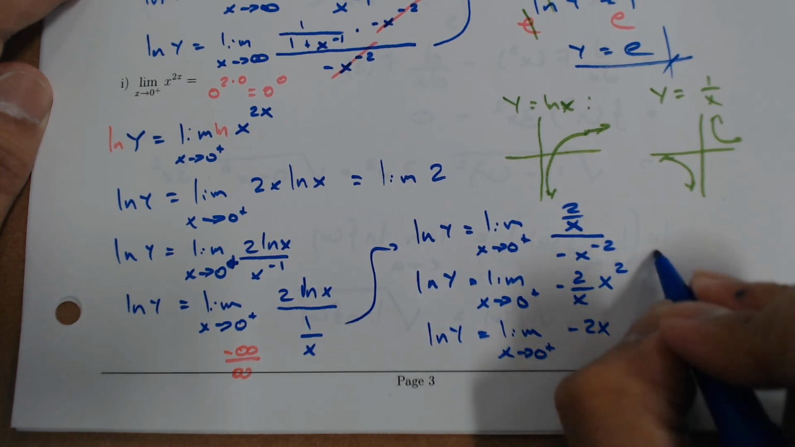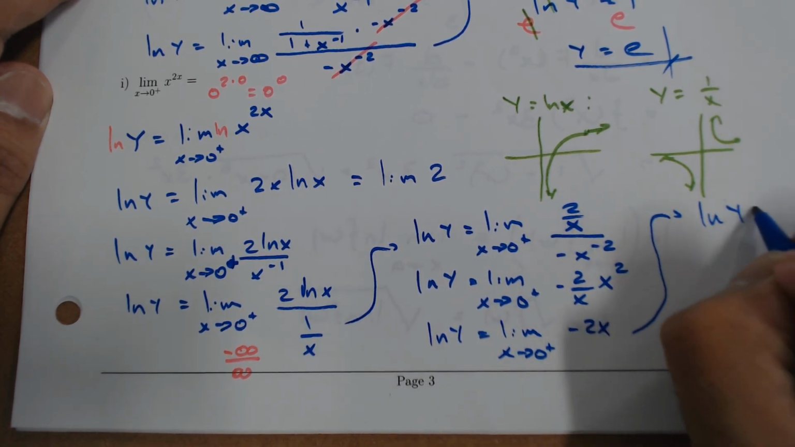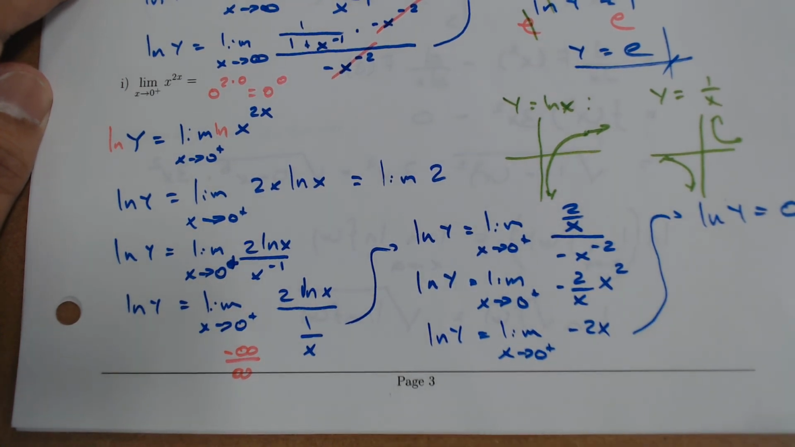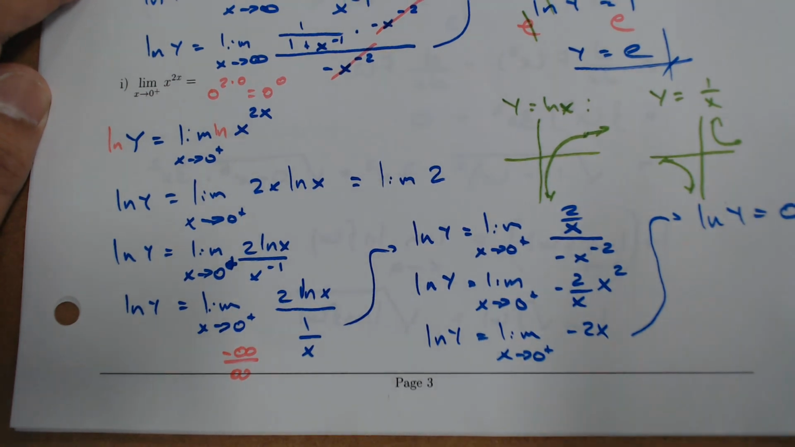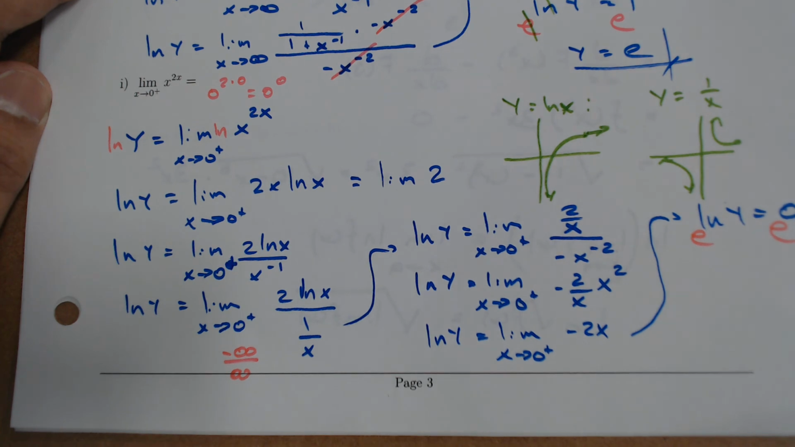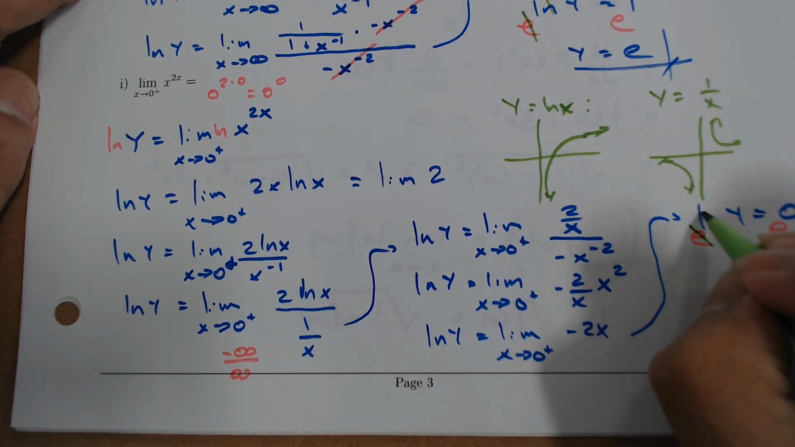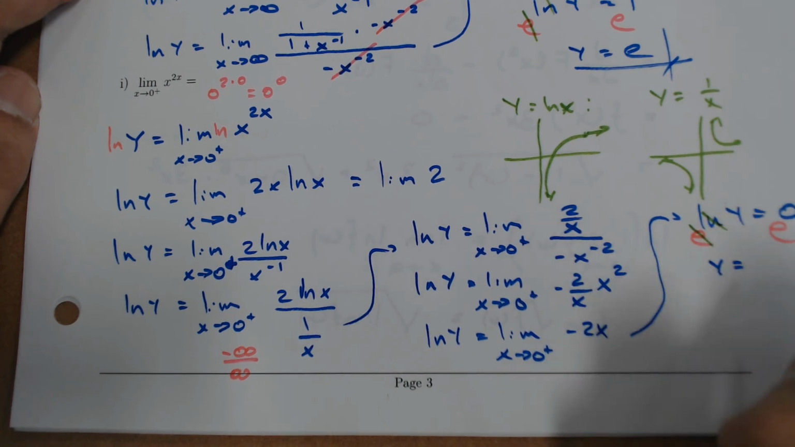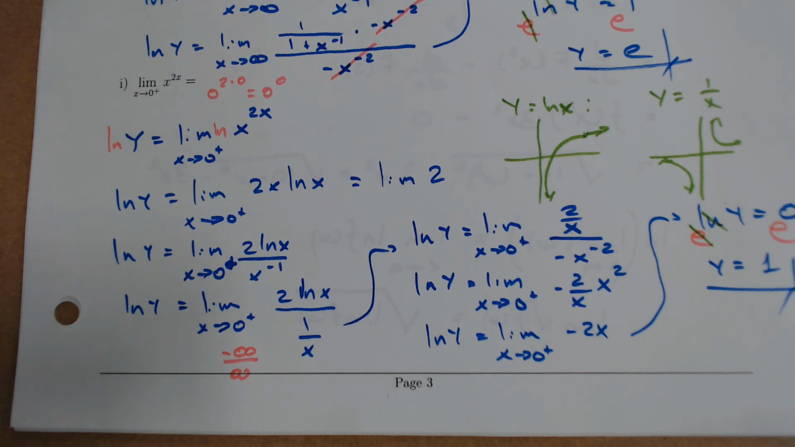And this limit will be 0, because 0 times negative 2, that's a 0. And again, don't forget to undo the trick by exponentiating both sides. And y equals 1. Sounds good?